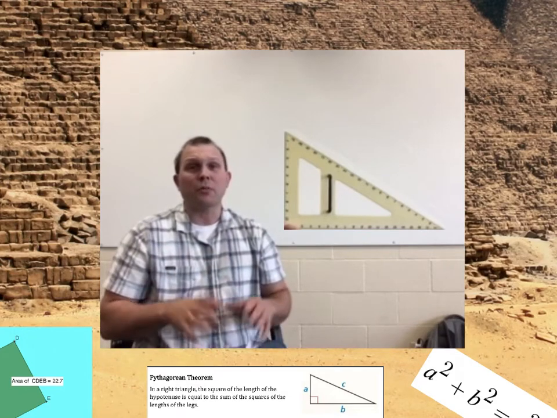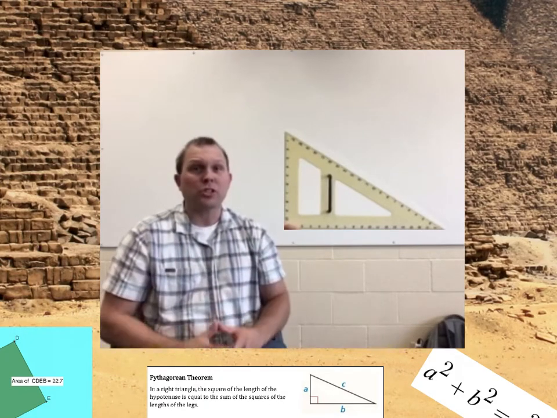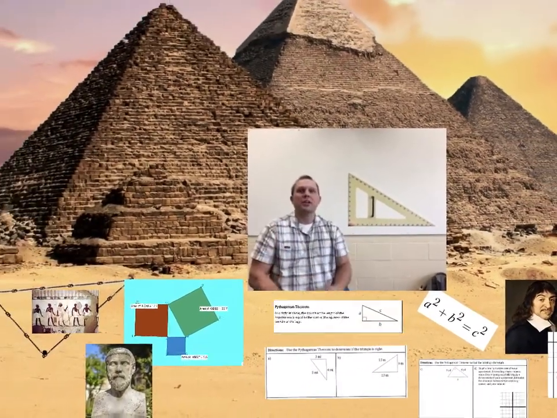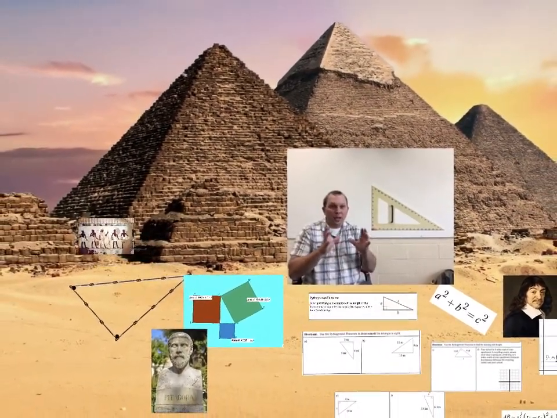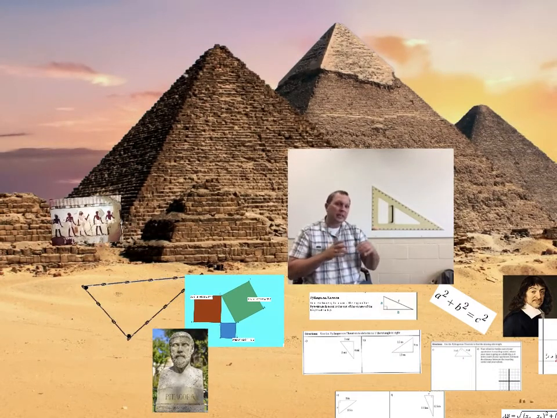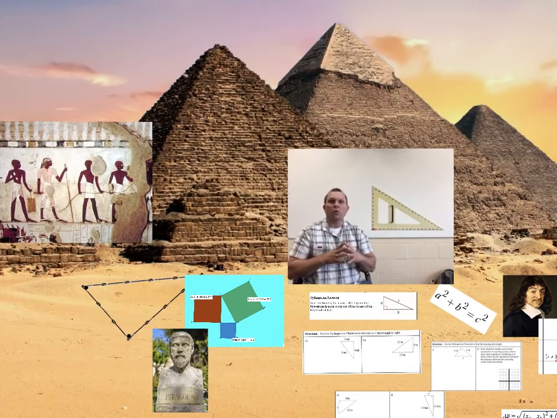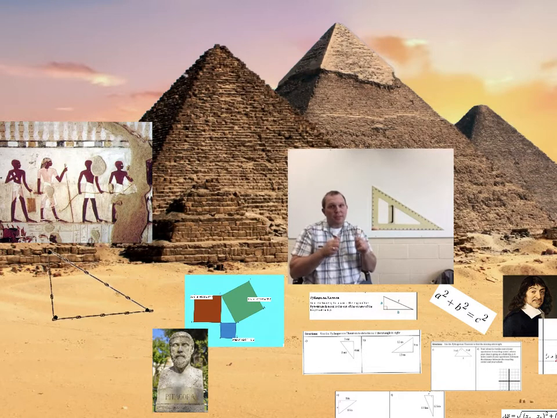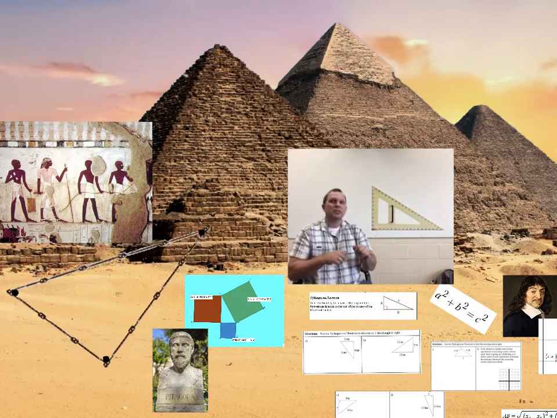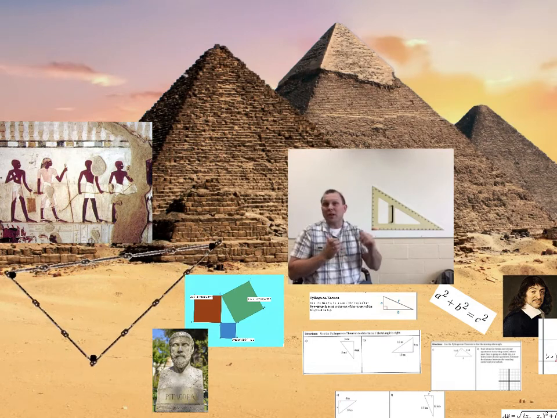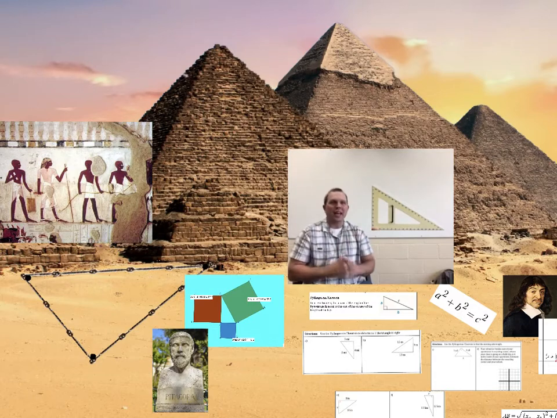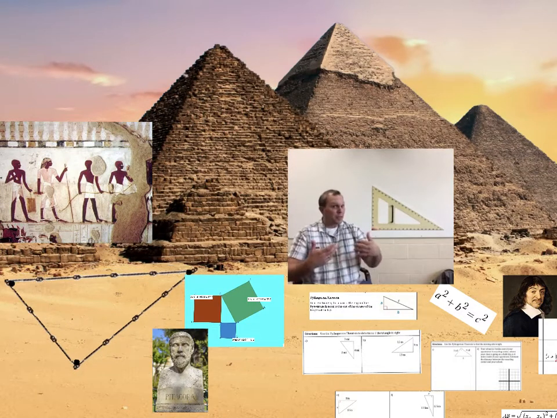It actually started with the Babylonians and the Egyptians, who used this to build things like these pyramids here. And they had a really amazing technique that they used to build these wonders of the world. We have some evidence that they used ropes to make right triangles, specifically 3, 4, 5 right triangles, to make perfect right angles. So Pythagoras came along a while later.